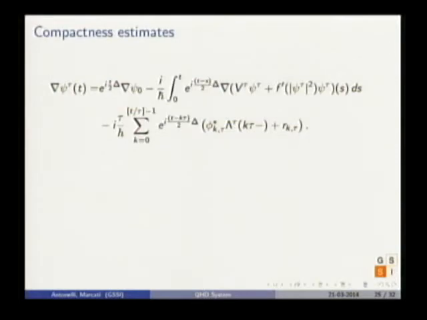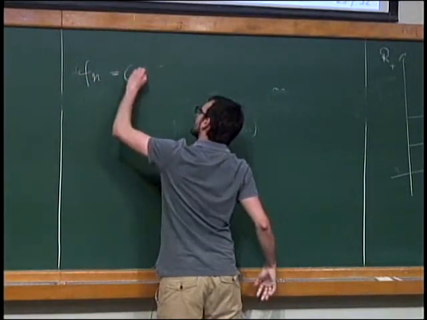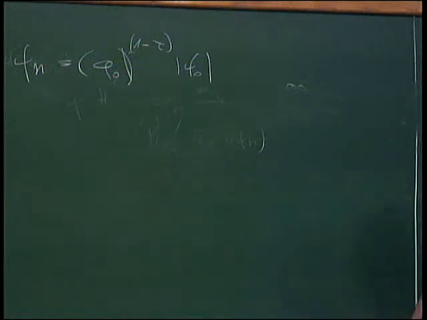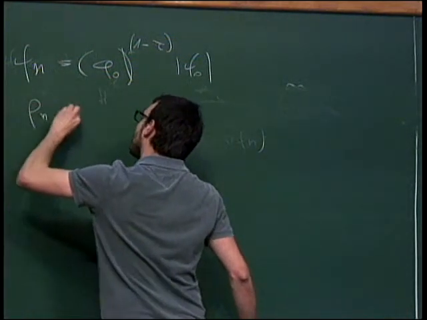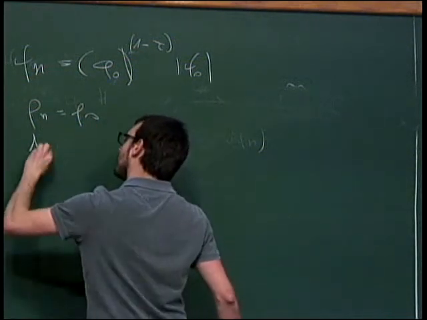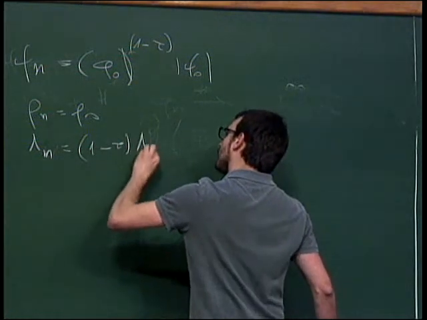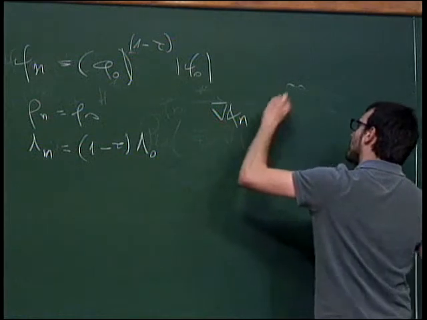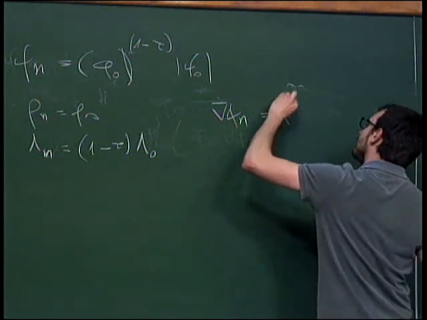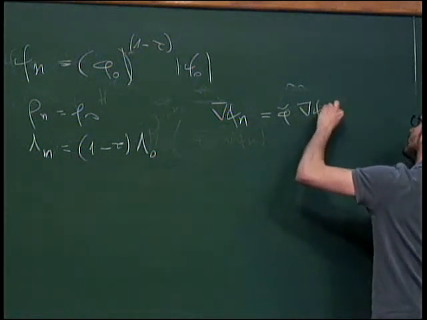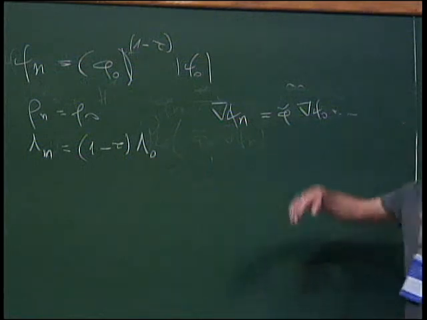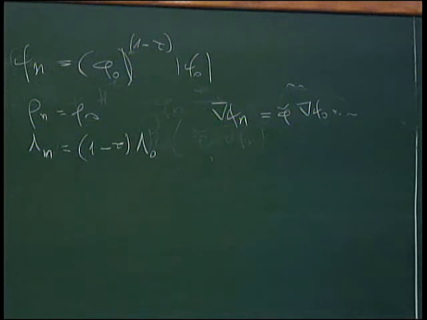The problem is that if I would define psi new as just phi to the power 1 minus tau times the modulus of psi old, so that I have rho new equals rho old and lambda new equals exactly 1 minus tau lambda old, then I would get a bunch of problems with the gradient of psi new, which is something like a polar factor of phi tilde times the gradient of psi old plus blah, blah, blah. And then when I want to see the expression for the gradient of psi tau, it's a mess.